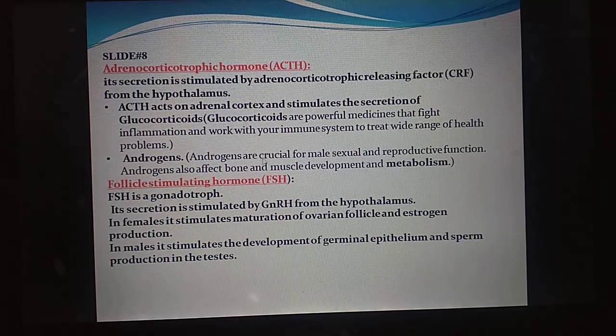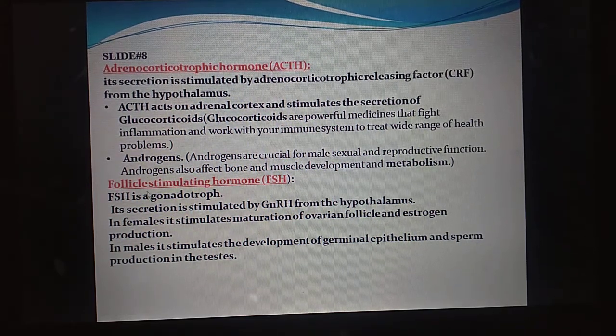Let's see. Androgens are crucial for male sexual and reproductive function. But androgen also affects bone and muscle development and metabolism as well. As we are saying, the adrenal glands are present both in male as well as in female. So that's why these hormones are secreted in male as well as in female. So in female, it's bringing about what? The development of muscular activity, if you see over here, while in male androgens are crucial for sexual and reproductive function.